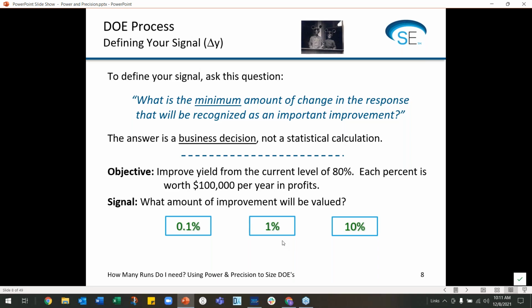And how about a 0.1%? That's maybe getting down where maybe there's bigger fish to fry. Maybe there's other things you could do that could increase your profits more rapidly. So maybe or maybe not, it's a business decision. What is the minimum change in yield that would be valued by your company? So discuss this with a team and decide on what your number is. That would be the smallest number that the design is going to declare is statistically significant.